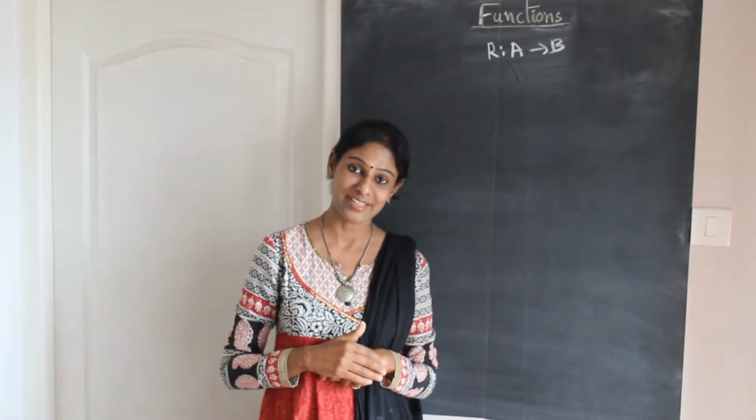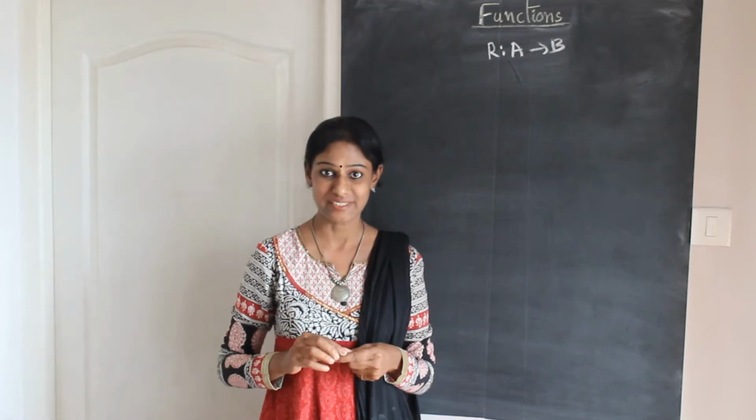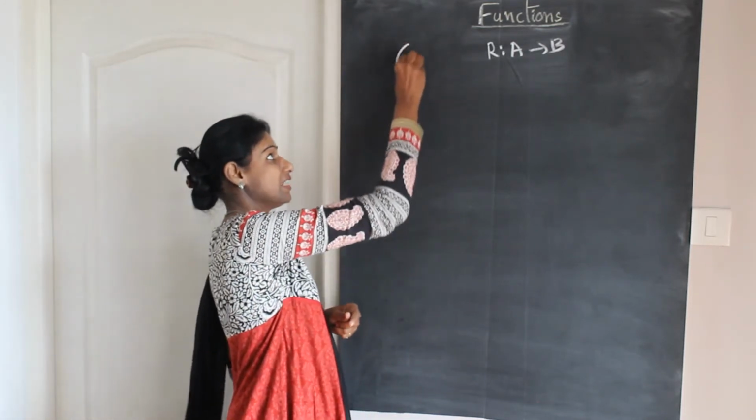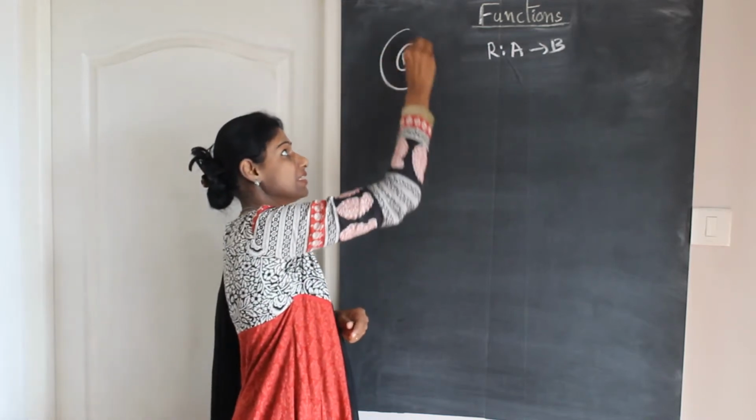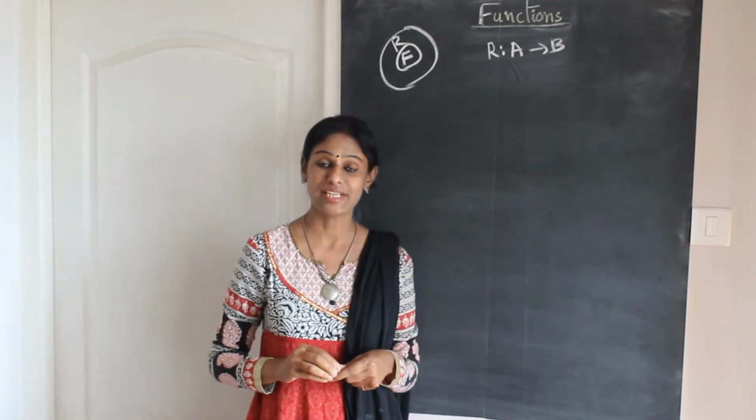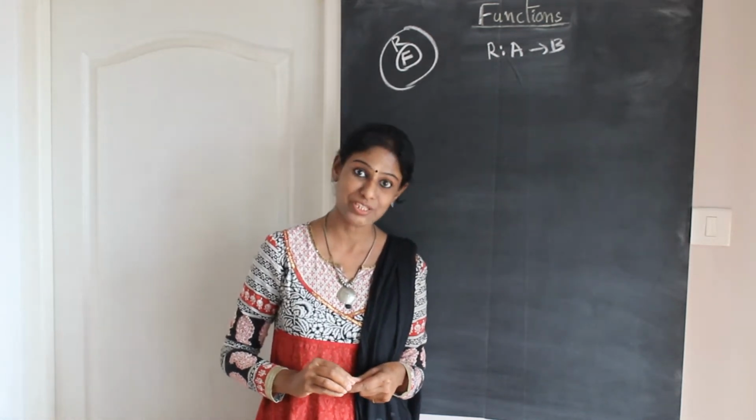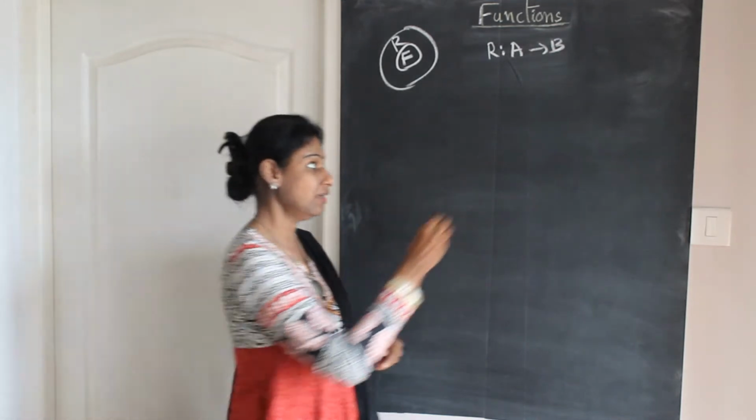So all functions are relations, but all relations are not functions. If this is the set of functions, then this will give you the set of relations from A to B. So the set of functions is a subset of the set of relations. Let us take an example.